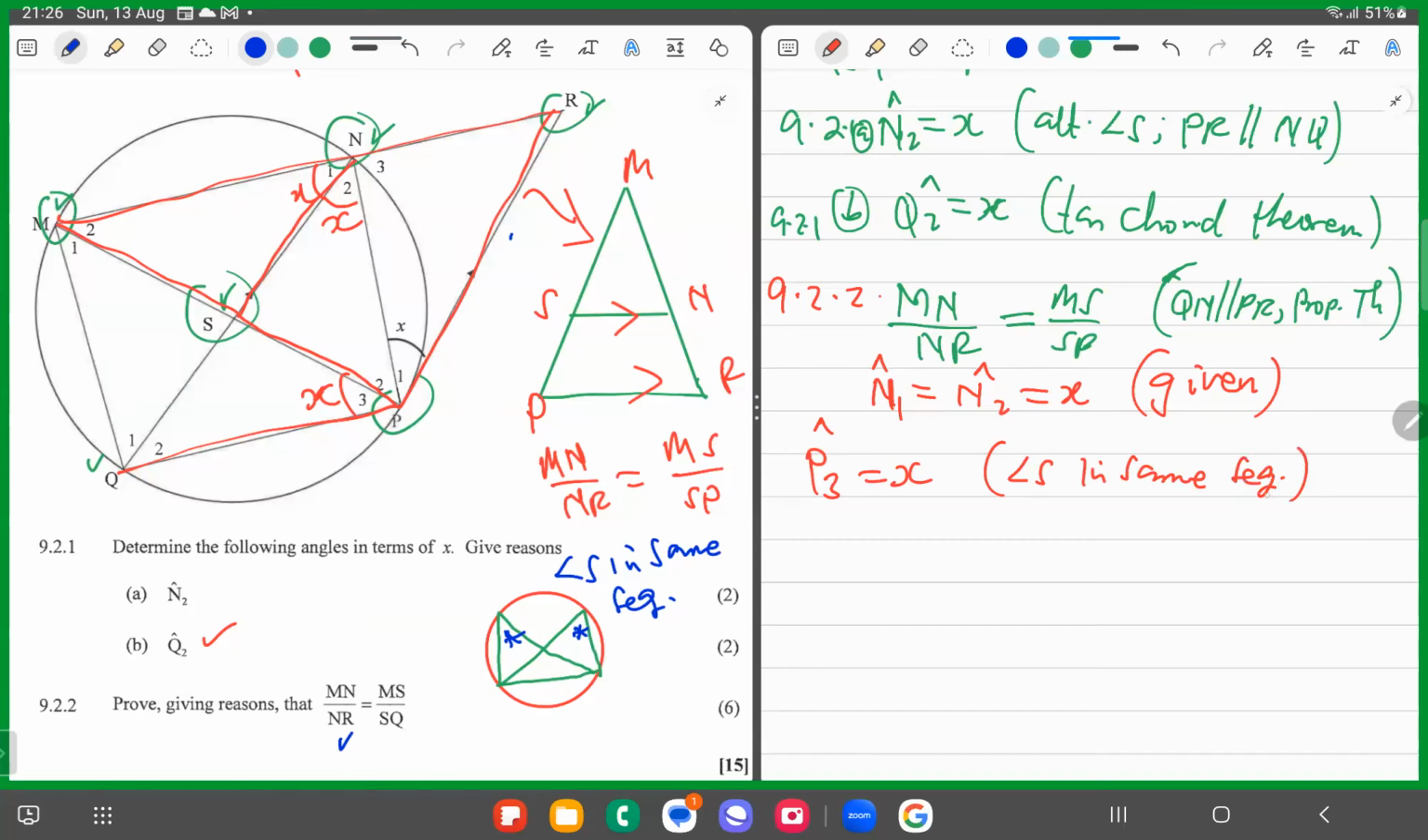Let's see that one. So the first observation in 10.1.1 is to realize that angle DBE is equal to 90 degrees. Why? Because we have an angle in a semicircle. So this is 90 degrees.